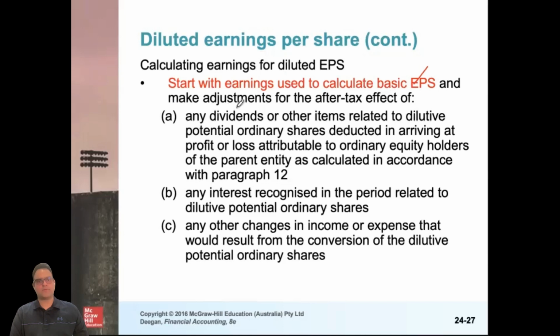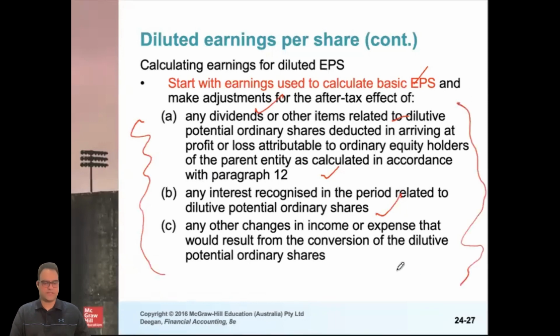So the basic calculation will need an adjustment for the after-tax effect. Any dividend you pay will be a part of it, and any interest that is recognized by the entity for the potential shares. Any changes in income or expenses will be drawn in. So we have to make an adjustment for any interest, any income, any dividend we pay. And of course, all these adjustments will be after tax.